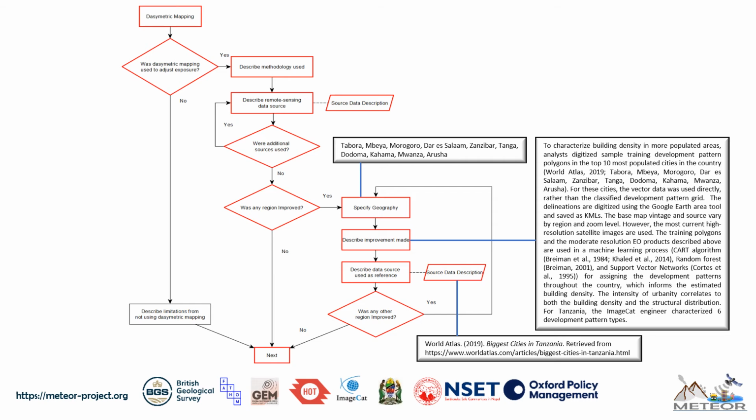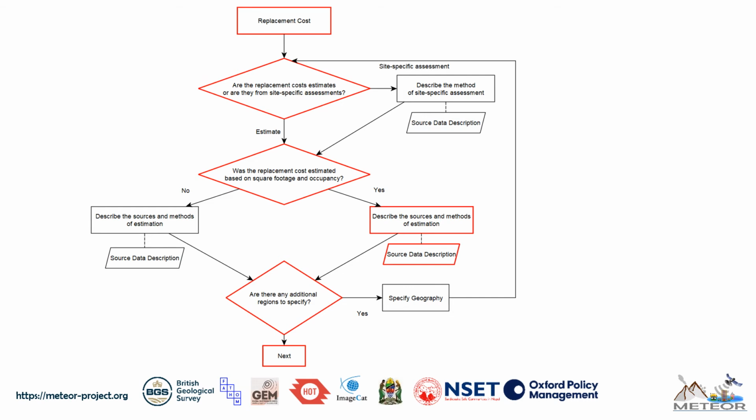The training polygons and the moderate resolution Earth observation products described above are used in a machine learning process for assigning the development patterns throughout the country, which informs the estimated building density. The intensity of urbanity corresponds to both the building density and the structural distribution. For Tanzania, the ImageCAD engineer characterized 6 development pattern types.